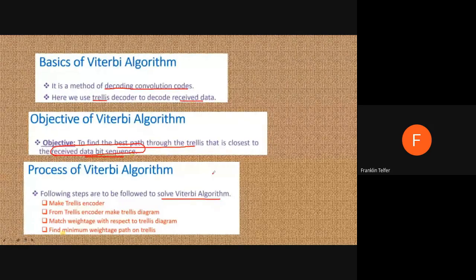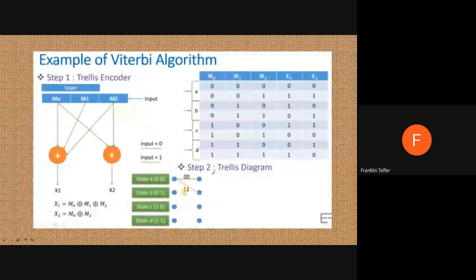And next, you find the minimum weight path on the trellis. You have to add some weight. From that weight, you need to find out the minimum weight. That is the best path through the trellis diagram. That best path will give the closest approximation to the received data sequence.